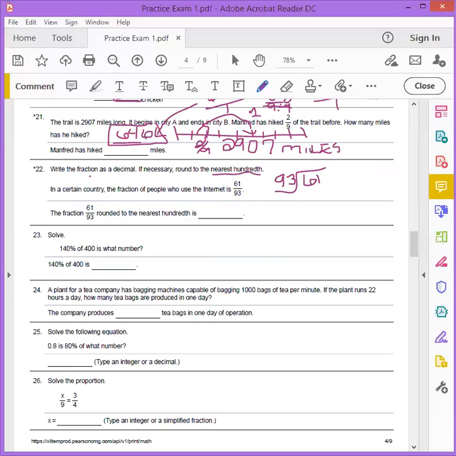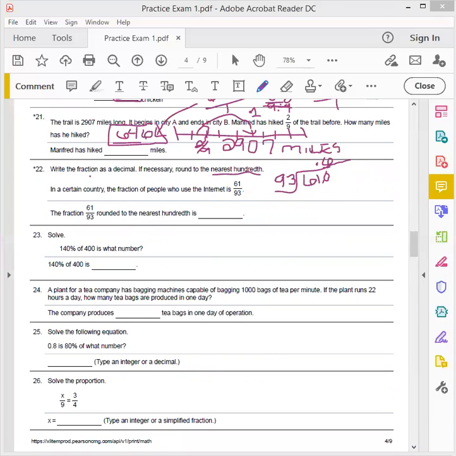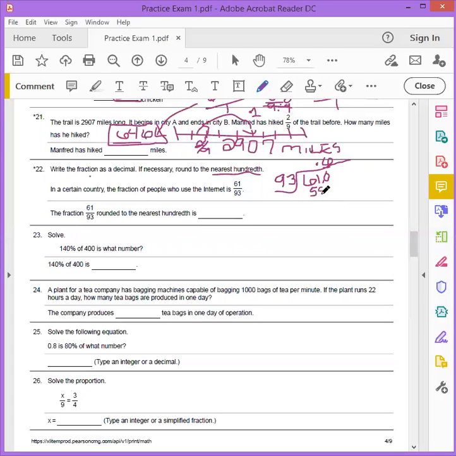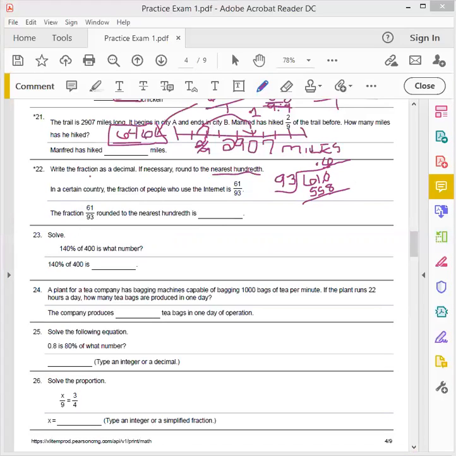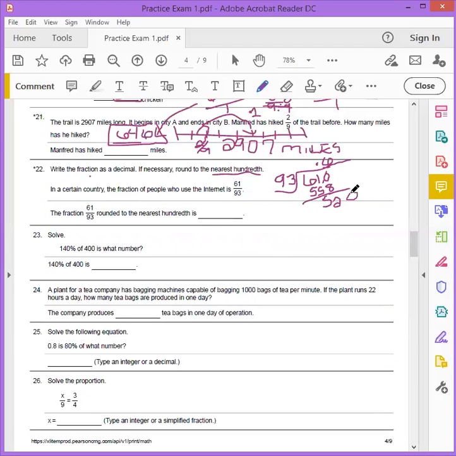Now 93 cannot be divided into 6 or 61, so we add our decimal point here, add a 0, and then we want to know how many times 93 can be divided into 610. And that'll be 6 times. Now 6 times 93 would give us 558. We want to subtract, so we're subtracting 610 minus the 558, we should get 52. Carry down our 0.